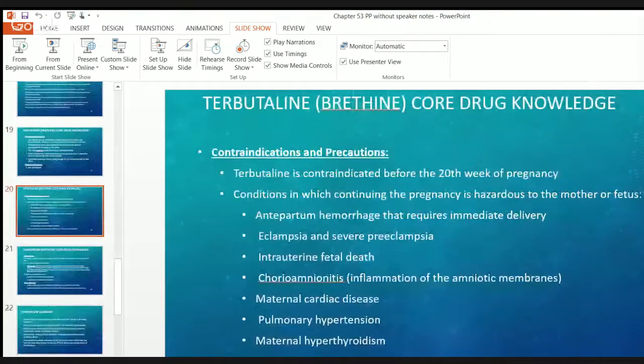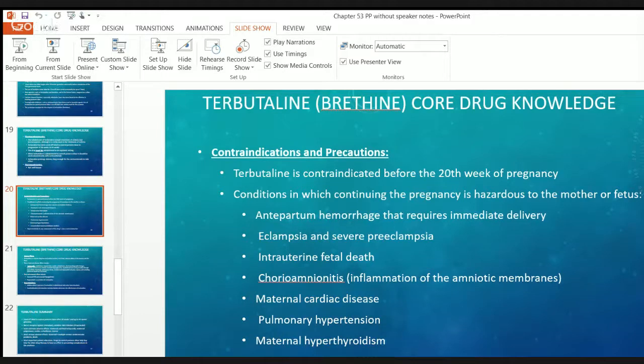So again, now let's look at some of the contraindications and precautions as it relates to terbutaline. Again, like most medications, it's not for everyone. Terbutaline is contraindicated before the 20th week of pregnancy because, again, the baby wouldn't be considered viable. So we wouldn't use it prior to 20 weeks. Then there are conditions in which continuing the pregnancy is hazardous to the mother. So again, we wouldn't want to prolong it.